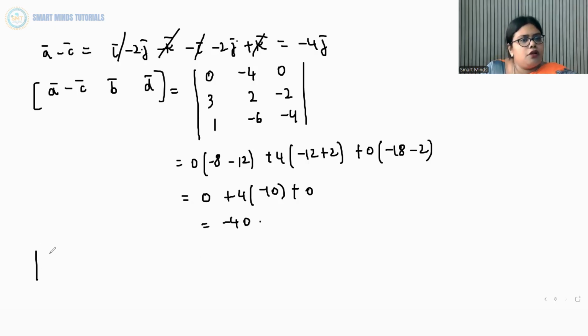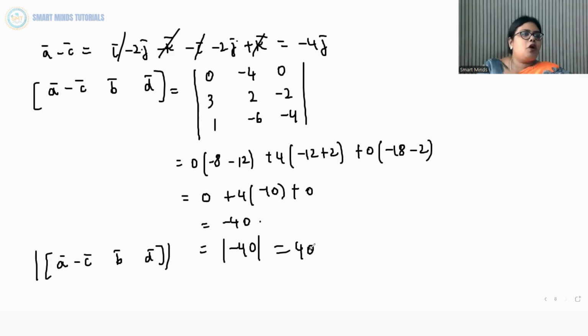Now what is modulus of A minus C, B and D? That is modulus of minus 40, which is equal to 40. That is why modulus is given. Okay, even if you get a negative answer for the numerator, it becomes positive. Understood? Because distance is always positive, right? So that's why. Okay, now numerator is completed. We got 40. Now let us find the denominator.